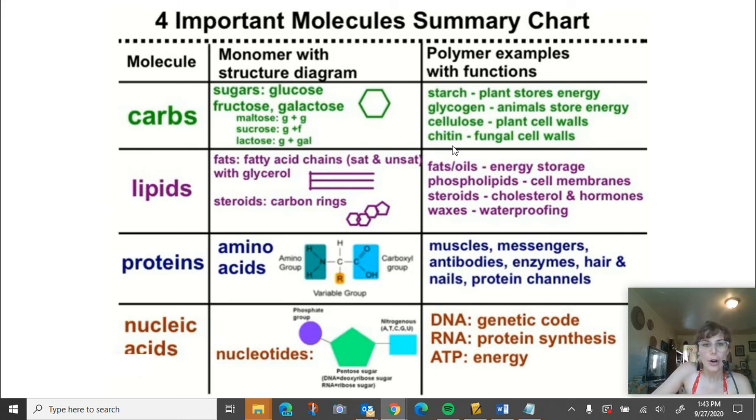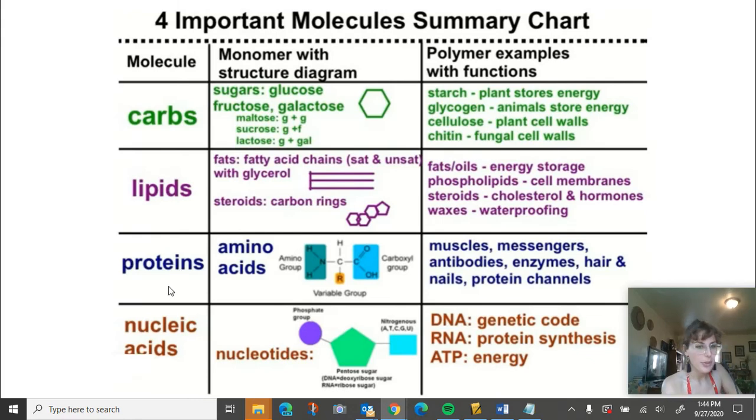So our polymers for lipids, we learned about fats and oils, critical for energy storage, phospholipids, where remember we removed one of those fatty acid chains, we replaced it with a phosphate group that was polar in nature, right? So it's hydrophilic, and then we had those hydrophobic fatty acid chains, and those are going to be really critical for building cell membranes. We learned about steroids and waxes, okay?